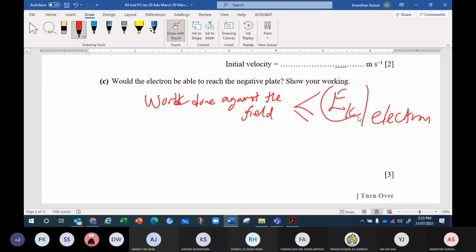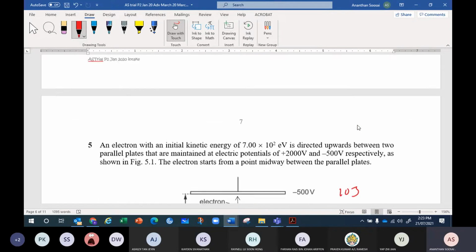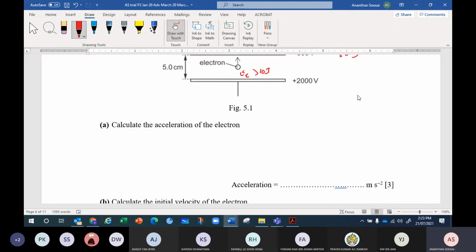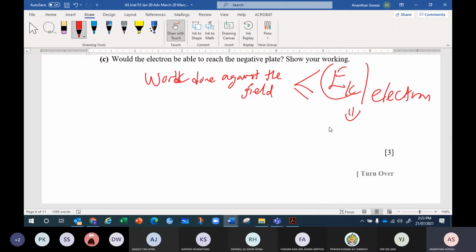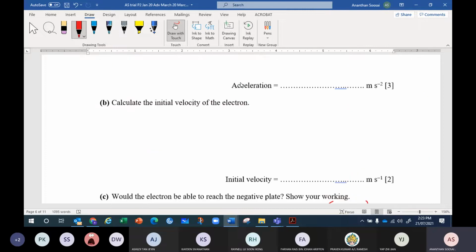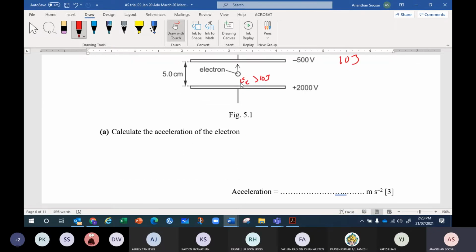So the kinetic energy of the electron, they already said, is 7 times 10 to the power of 2 eV. So it's 700 eV. eV, I told you, is a unit for energy, electron volt. We leave it as eV. Now we get the work done against the field. How much is the work done against the field? Work done, what's the formula?